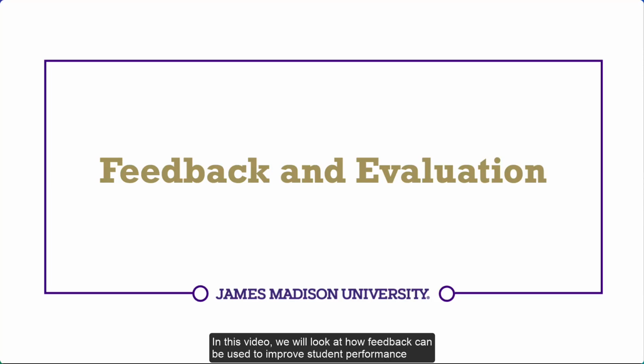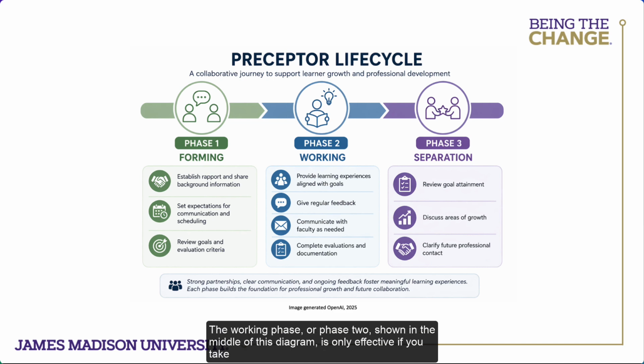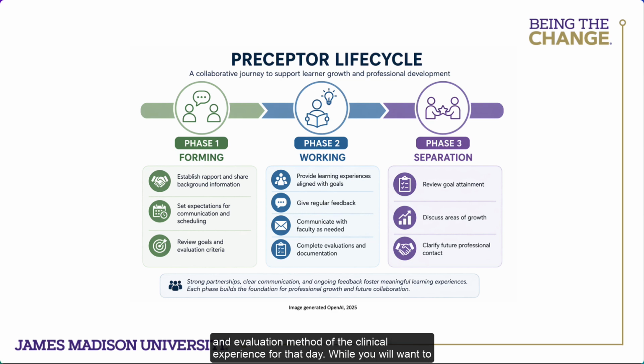In this video, we will look at how feedback can be used to improve student performance and ways to use clinical evaluation tools. Providing feedback to improve student performance is critically important, and it blends the fine art of communication. The working phase, or phase 2, shown in the middle of this diagram, is only effective if you take time to invest in the forming phase, or phase 1, shown on the left, to understand the expectation and evaluation methods of the clinical experience for that day.